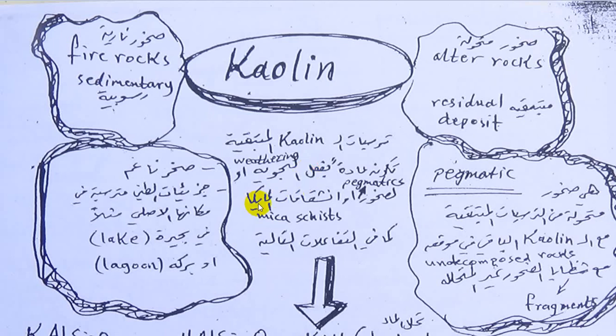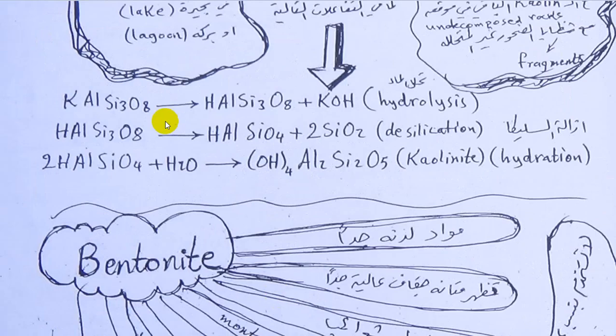As you can see, the mica schist can also be a source of the kaolin formations, as the following reaction indicates. KAlSi3O8 plus HAl results in HAlSi3O8 plus KOH, as you can see. This is the hydrolysis, the water decomposition.